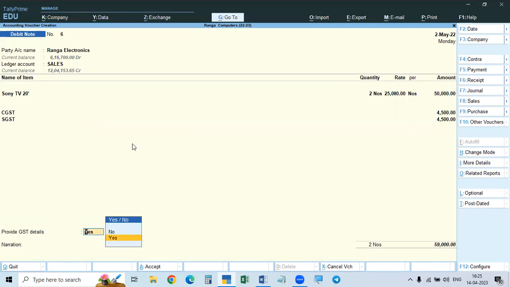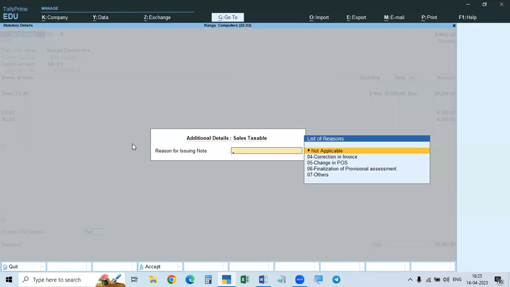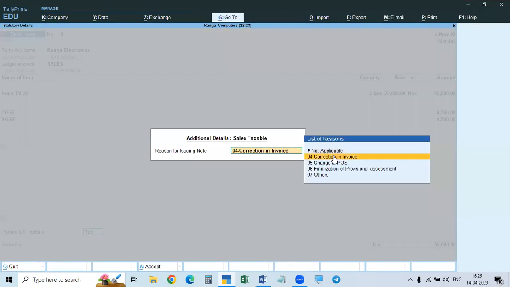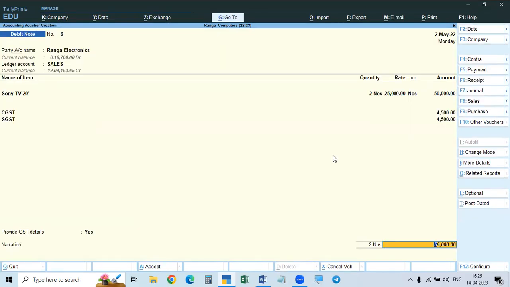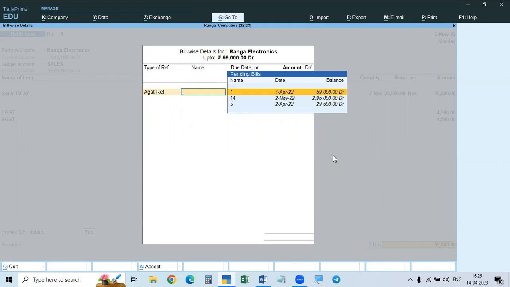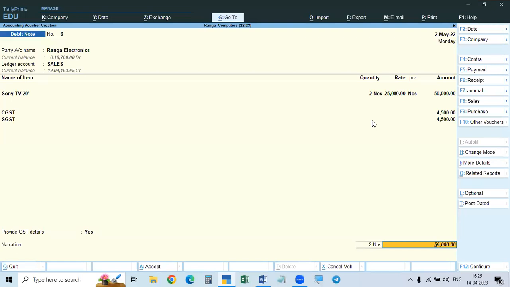After this, again go to GST details. Here also, what is the reason? The reason is correction in invoice. You are changing the invoice, so correction in invoice. Then against reference, what is the bill number? Number 13, say here 14, 2nd May.